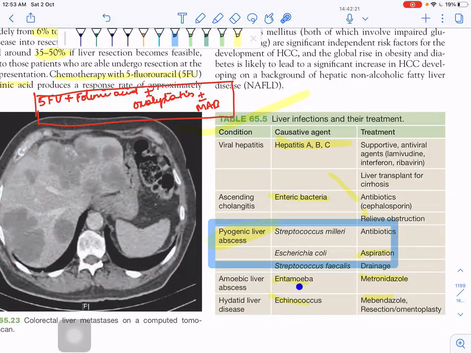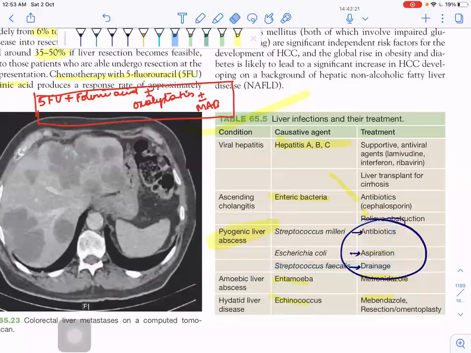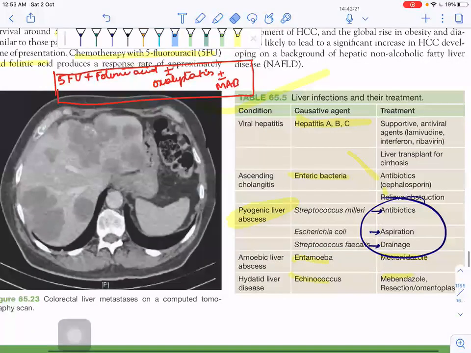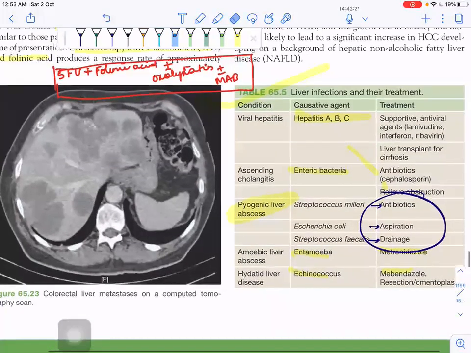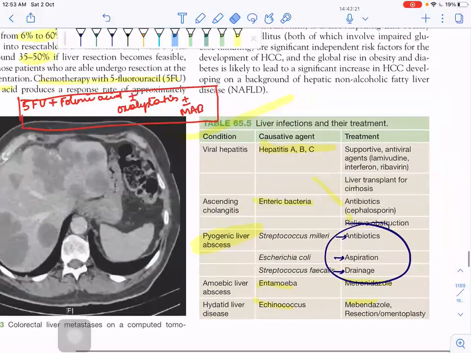And for Entamoeba, mostly we manage with medical treatment only, metronidazole. For hydatid, we also initially go with medical treatment, and if needed, we go for resection or marsupialization. This table is an overview, they just gave this box. Okay, and let's see what is next.